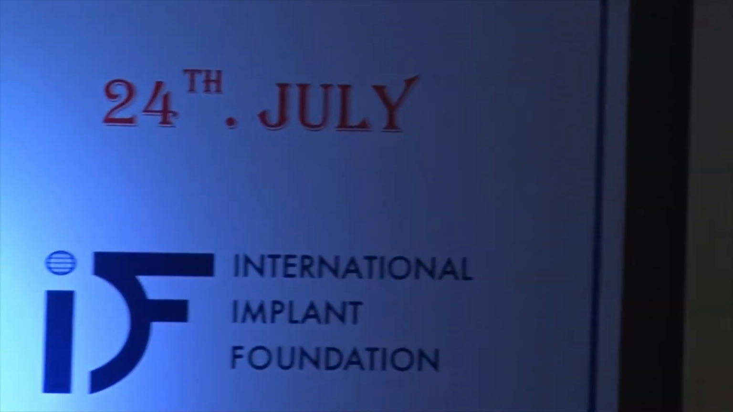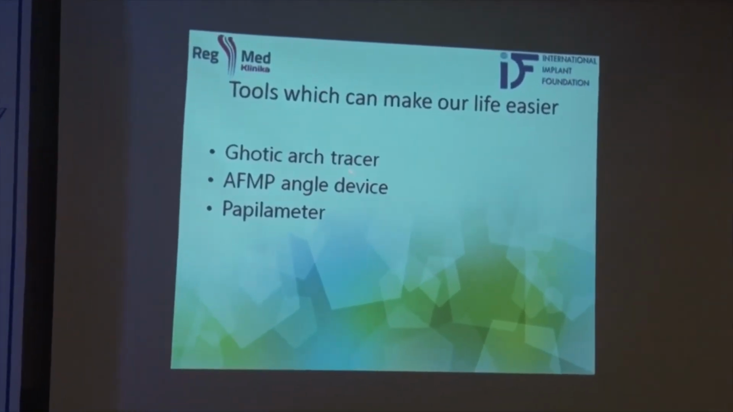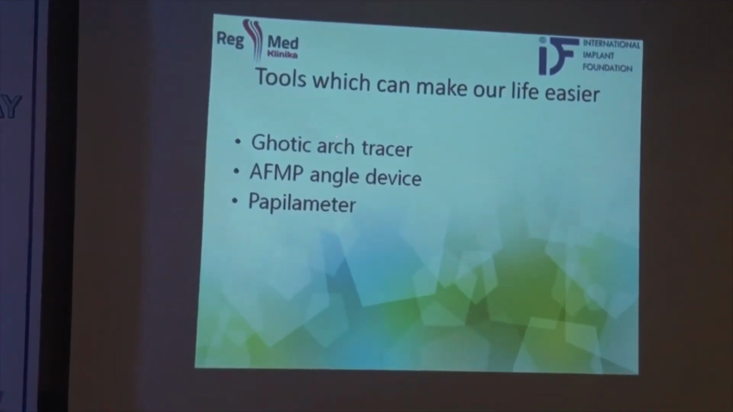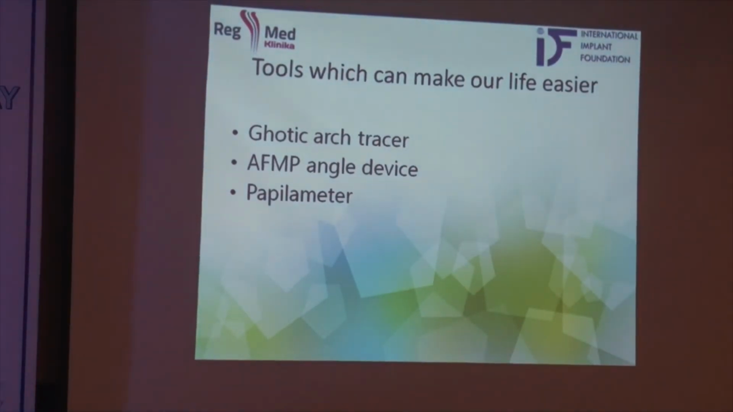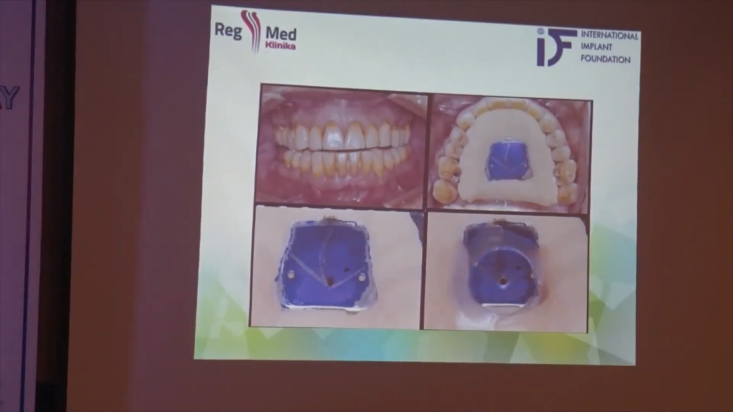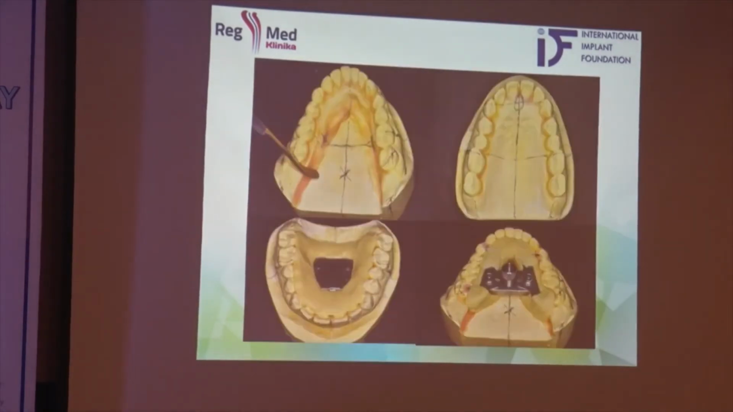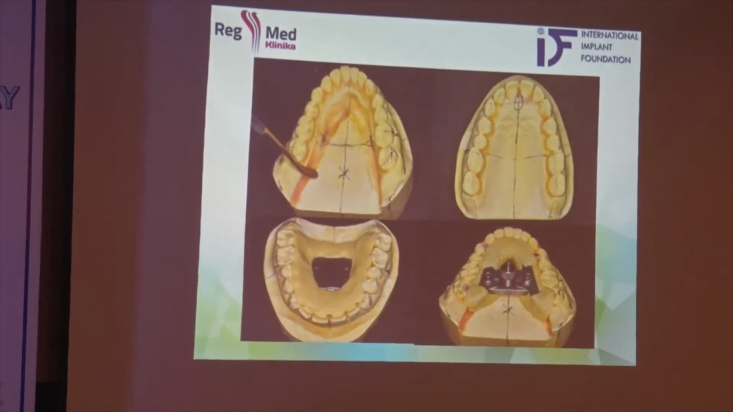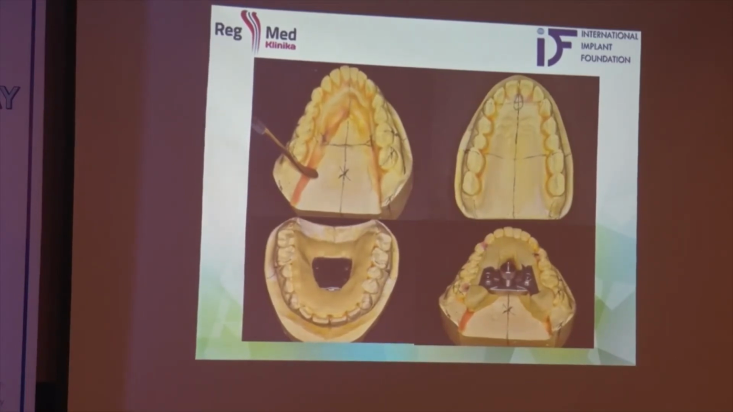So what kind of tools can we use to make our life easier and find those changes? Those devices are the Gothic arch tracer, the FMP angle device, and the papillometer in order to gain better aesthetics. The Gothic arch tracer can be mounted both in the case of full denture patients, as well as in the case of lack of teeth. It's best when it's mounted in the space between the first molar and the premolars, and exactly in the center of the mandibular gravity.